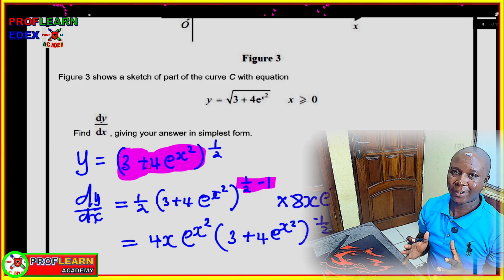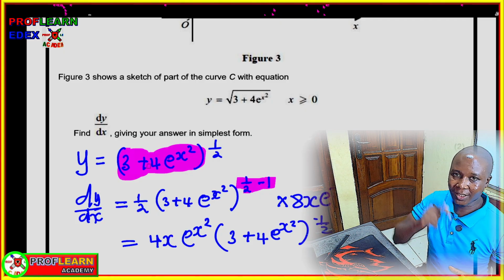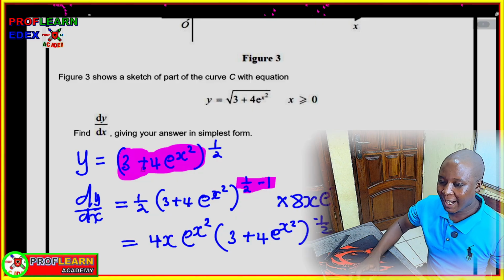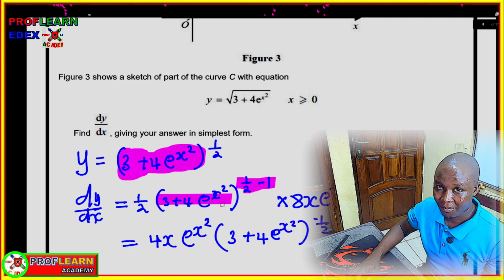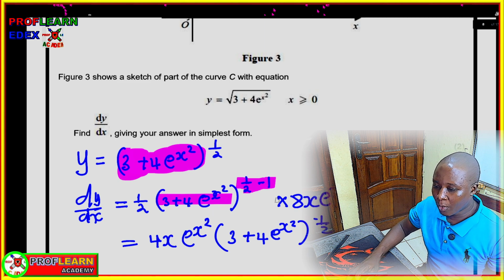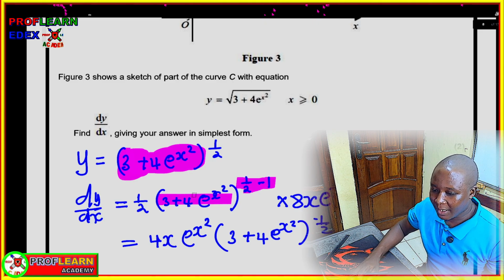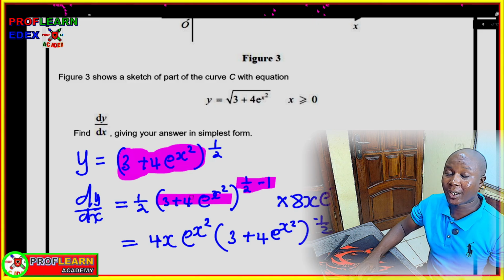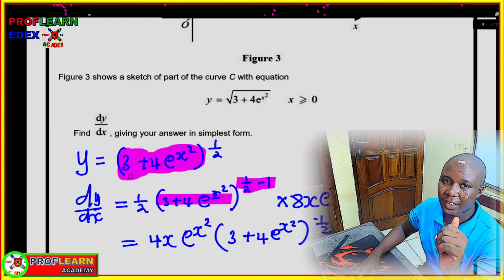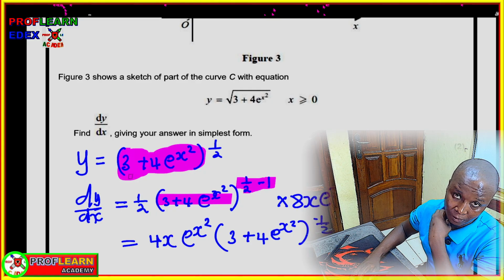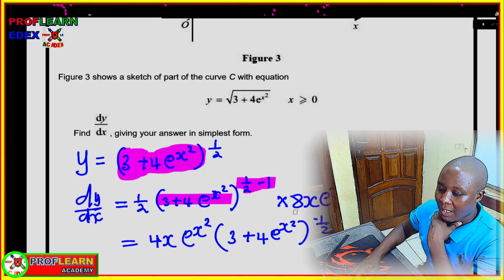Just forget what's inside the bracket first, deal with the power, bring it down, then decrease the power by 1, and then write what's inside the bracket the way it was. Now, once you have done that, you multiply the answer you have gotten times the differentiation of whatever is inside the bracket. Remember, the first stage is don't look inside the bracket, differentiate normally by bringing the power down. Then write the expression the way it was, and then times the differentiation of whatever is inside the bracket.